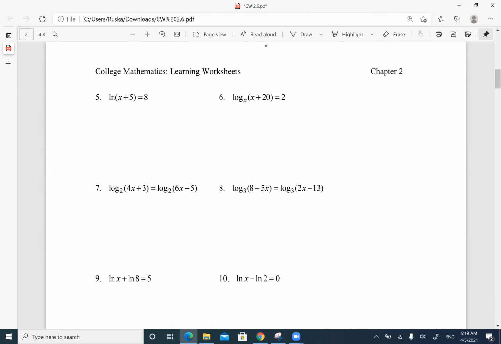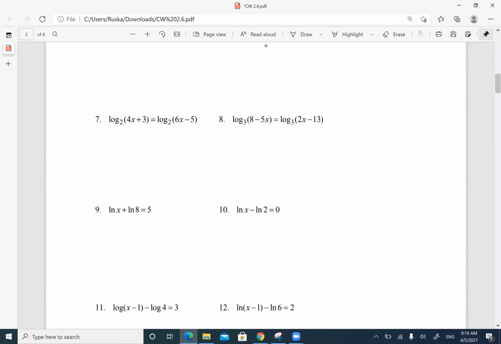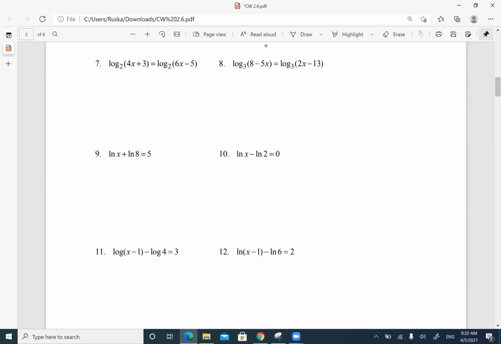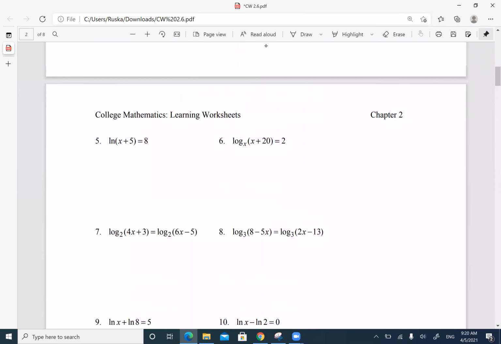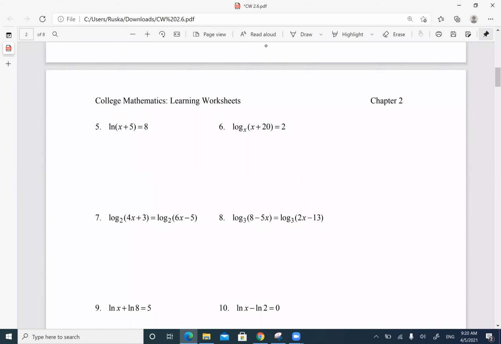So the next one, we're going to do the same way. We're going to switch logarithm to exponent. Now, you see that ln? So if you see ln, or if you see logarithm with no base, like number 11 has no base, see, log of x minus 1, there's no base, right? So these are two specific logs which are very commonly used.